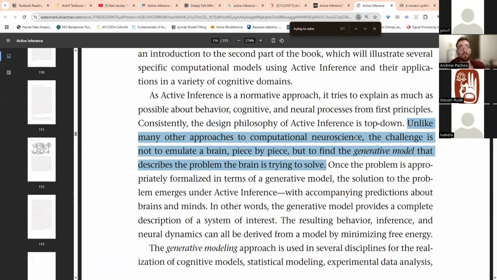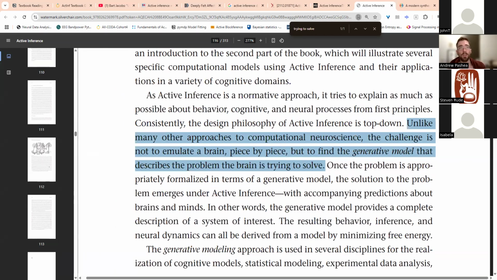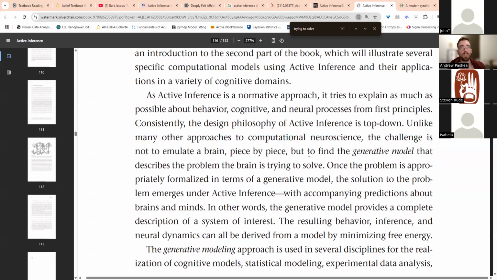I mean, they expressly say earlier in the textbook that they are not trying to recreate or even emulate the entire brain piece by piece, but to find a generative model that describes the problem the brain is trying to solve. And that might not be a very satisfying take for those who are interested in trying to recreate the entire behavior of the brain. I'm all for it if you can do it. It's just saying that you can do it when you can't is.